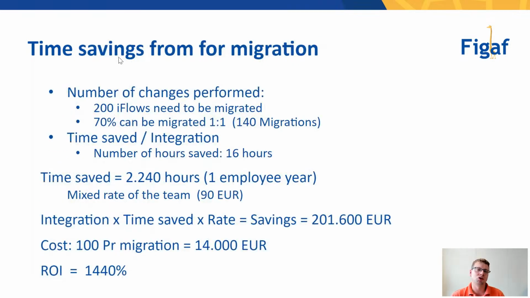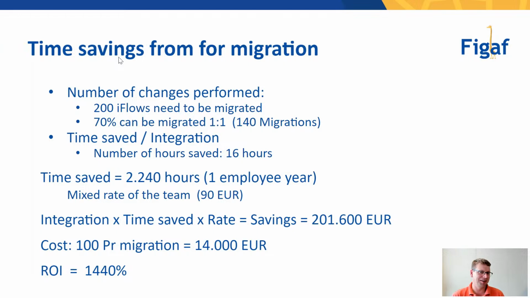And then, when you're doing migration, obviously not everything can be migrated one-to-one. The current stats that I'm getting is about 70% can be migrated. So that's 140 migrations that you can do, each saving 16 hours. That's almost one employee a year. And if you look at the cost savings, it is about 200,000 euros that you can save. And with our license costs, it's just 1,400 euros. So really a good business case also.